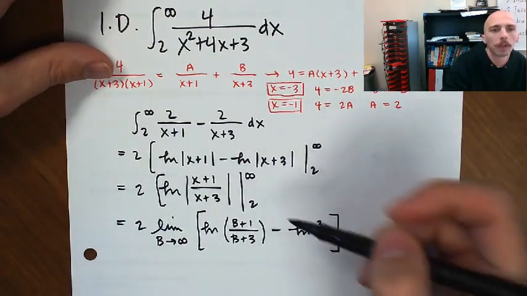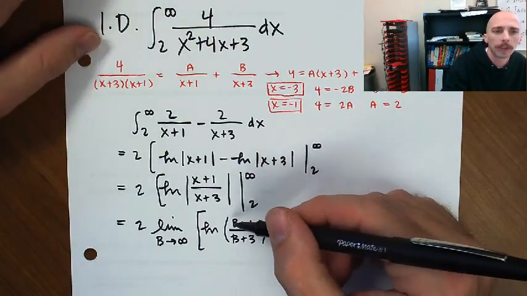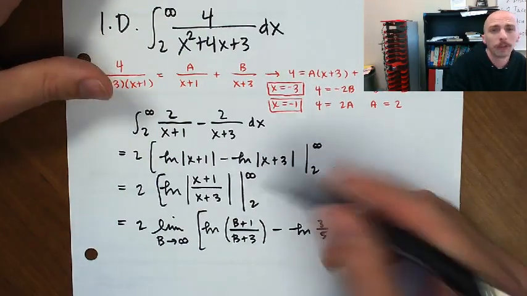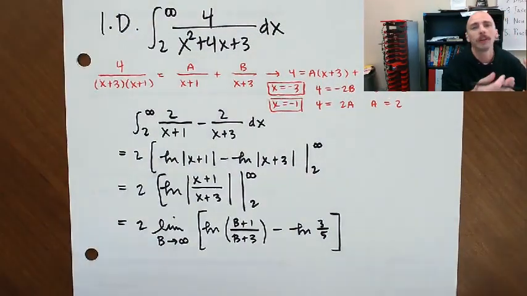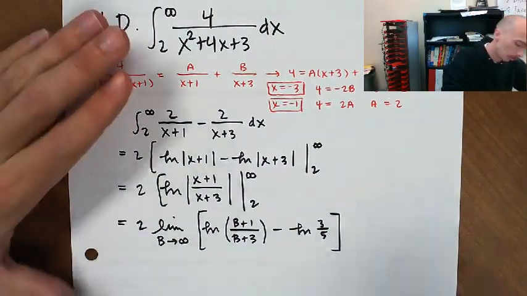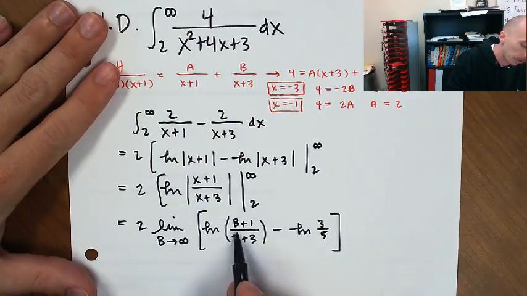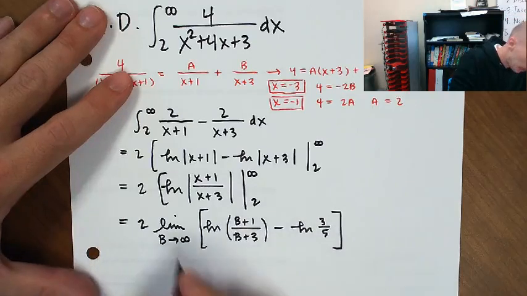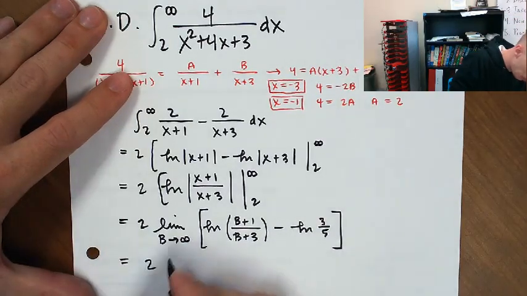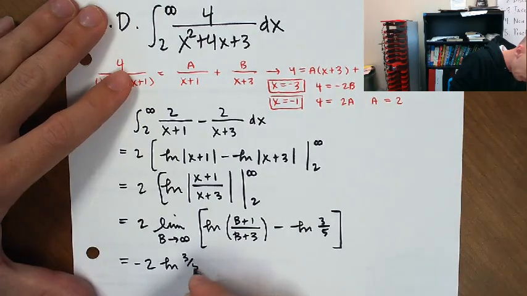And if you think about it, say b is 1,000. You've got 1,001 divided by 1,003. Those are really close. And 1,000,001 over 1,000,003 is going to be even closer to 1. So the closer b gets to infinity, the closer that fraction gets to 1. I'm taking the log of 1. We know that's 0. So I've got, well, negative 2 times the natural log of 3/5.